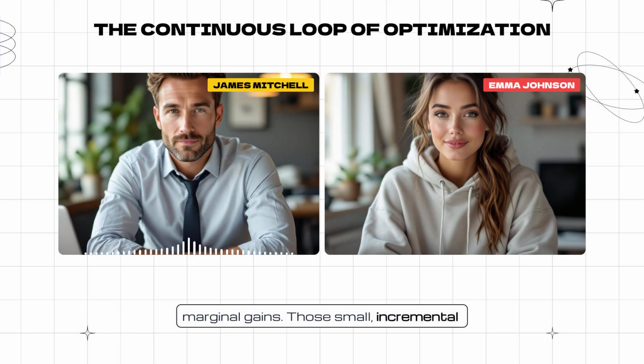Those small incremental improvements stack up over time, and they can lead to significantly higher affiliate commissions. Think about it, a 1% improvement here, a 2% improvement there, suddenly your overall conversion rate has jumped dramatically without needing to double your ad spend. It's about working smarter, not just harder.